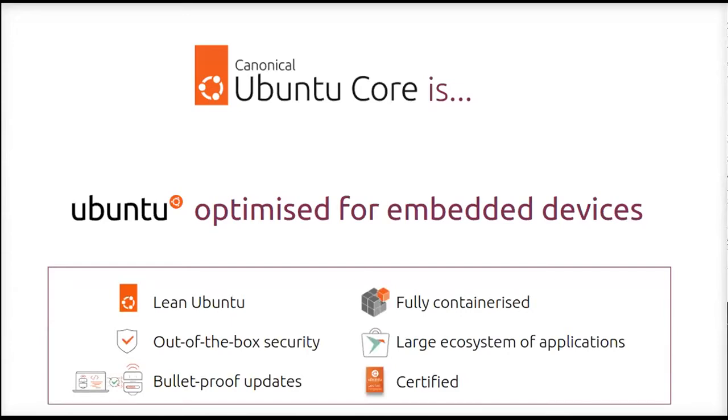There is a large ecosystem of applications available in the Snap Store. And those applications, the kernel and the whole operating system, can be updated using transactional bulletproof updates. That means that if an update eventually fails, there is an automatic rollback to the previous version.